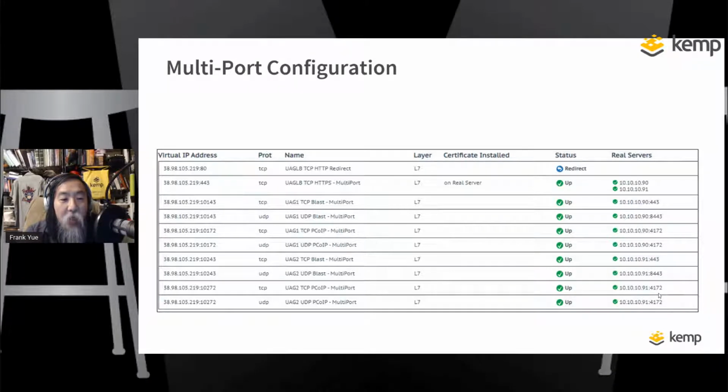And then we have the 10243 and 10272 for the .91 server. This is for 2 UAG servers. What if I have 3 UAG servers? Well, I have to have another set of ports, 10343, 10372, and add it on. So if you had more and more UAG servers, this gets longer and longer, more complicated. So you can see it's more complicated and harder to configure, but you do get that affinity now without having to rely on source IP.